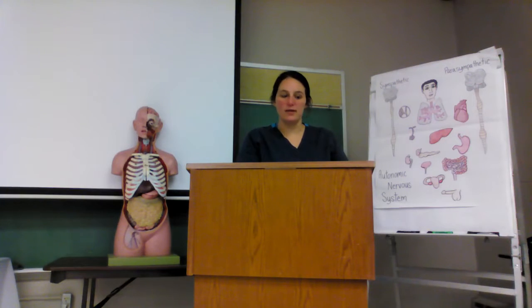The first thing that you want to review is the autonomic nervous system and how it's broken down. So you want to talk about the sympathetic nervous system and the parasympathetic nervous system, and what kind of responses occur with each of these nervous systems. For example, the sympathetic nervous system is going to cause that fight or flight response, where the parasympathetic nervous system is going to be your rest and digest nervous system.